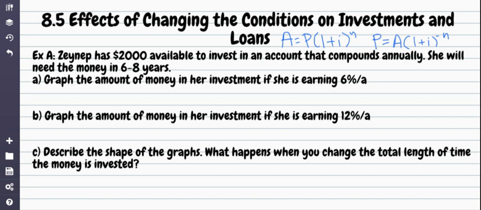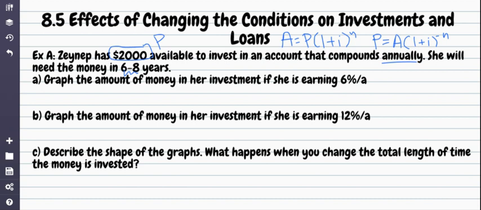So example A: Zainab has $2,000 available to invest in an account that compounds annually. She will need the money in 6 to 8 years. So she has $2,000 available now. That tells us that's going to be the P value, and she's compounding annually. That's important. In 6 to 8 years, so we're not really sure what n is because we're given a range of time.